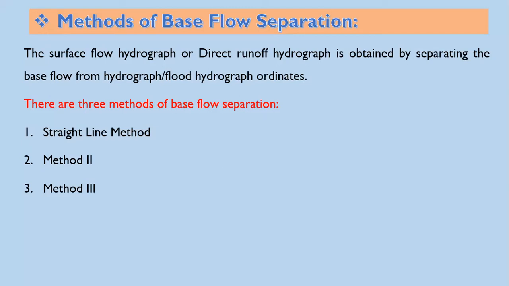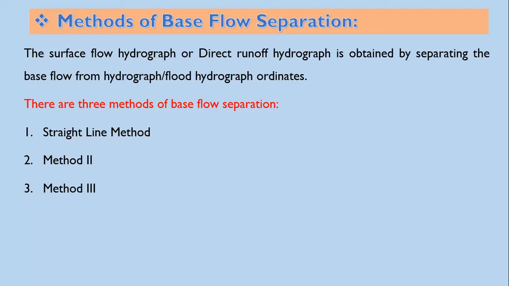While discussing the hydrograph, we have discussed that it is called a flood hydrograph. It is also called a storm hydrograph. So it comprises base flow also. The bottom part is called base flow. So what is this base flow? The surface flow hydrograph or direct runoff hydrograph is obtained by separating the base flow from the flood hydrograph ordinates. This base flow is also called natural flow.